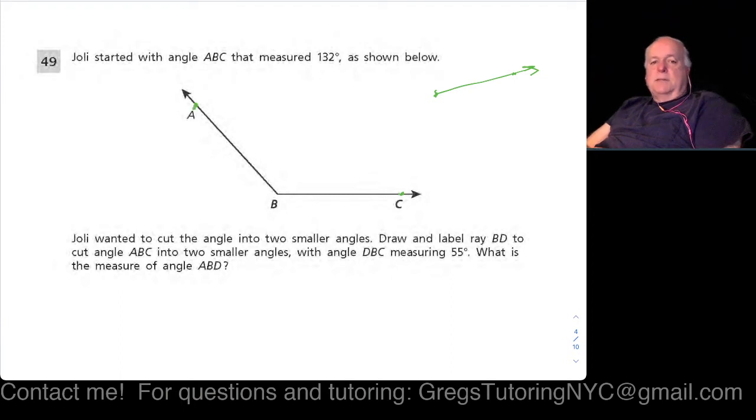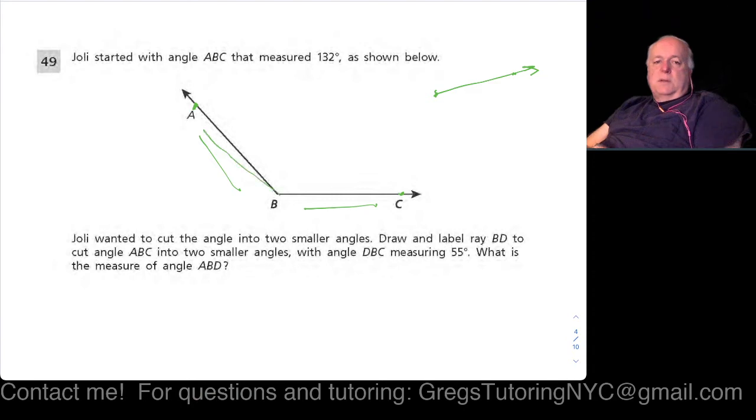So that's what I'm saying. It's AB or BA and BC or CB. They're both valid names. Okay, so we don't see anything else they're telling us here. So it says Jolie started with the angle ABC. So we follow that. A to B to C.